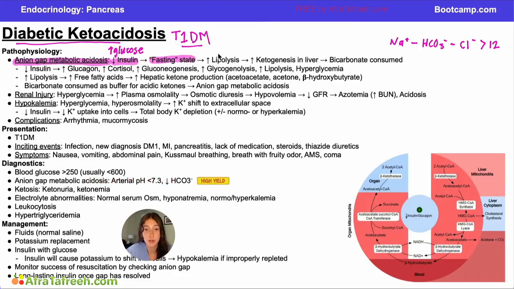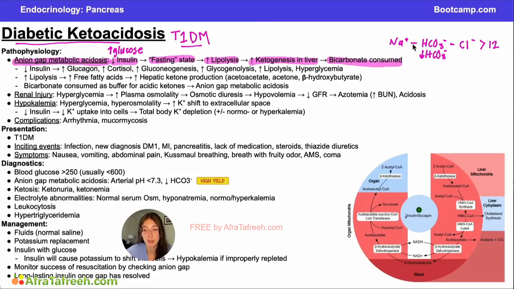Because you're in this fasting state, or your body thinks you're in this fasting state, this will lead to your body wanting to get energy from different sources, and one of these sources will be the breakdown of lipids, or lipolysis. The lipolysis will lead to ketogenesis in the liver. As these lipids break down into free fatty acids, they will go through ketogenesis in the liver. And as we make these keto acids, they're going to need to be buffered. As these keto acids are buffered, this is what leads to the consumption of bicarbonate. And if we have lower levels of bicarb to offset the sodium in our anion gap equation, that is what is going to contribute to the anion gap metabolic acidosis seen in DKA.